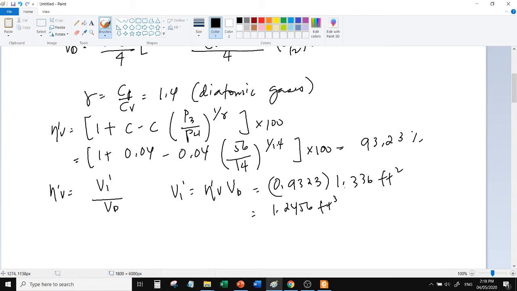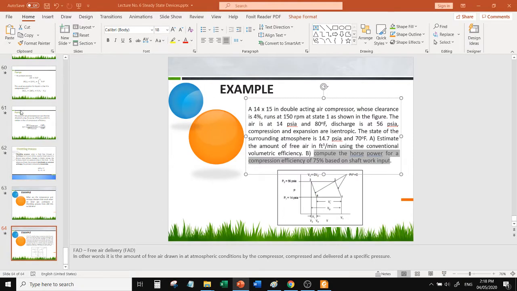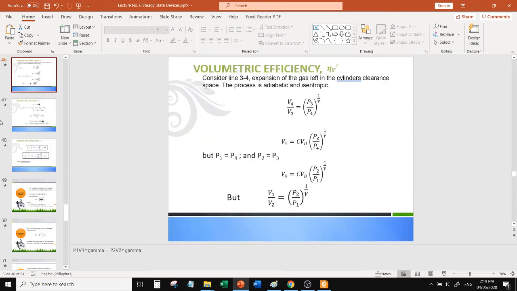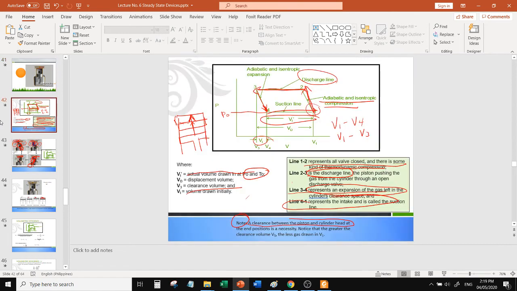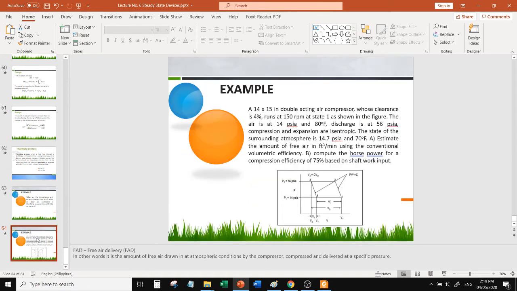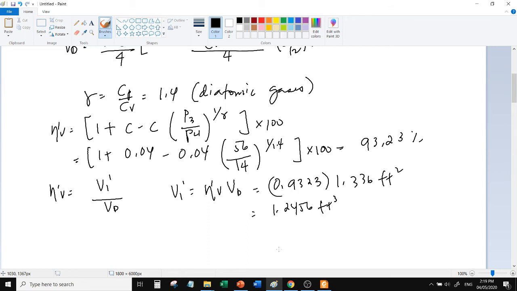But this is not the free air pa lang. Kasi, remember, iba yung temperature niya at saka pressure. Itong suction volume na to. What do we call V1 prime? Actual volume drawn. Iba yung conditions niya ng pressure and temperature as compared to the atmospheric. Yung free air volume kasi, it's based on the atmospheric conditions.